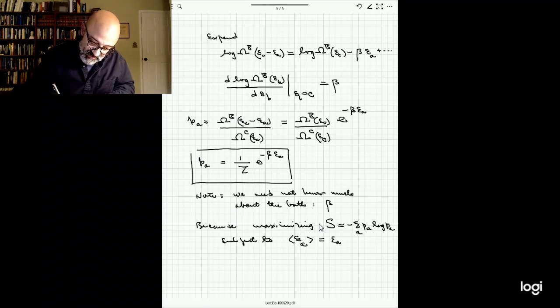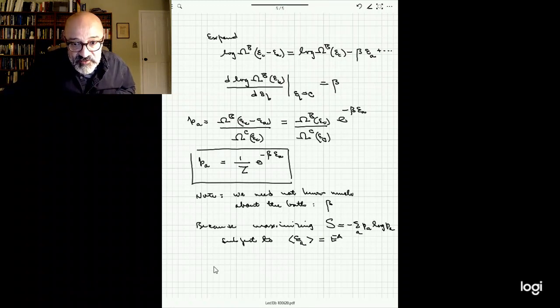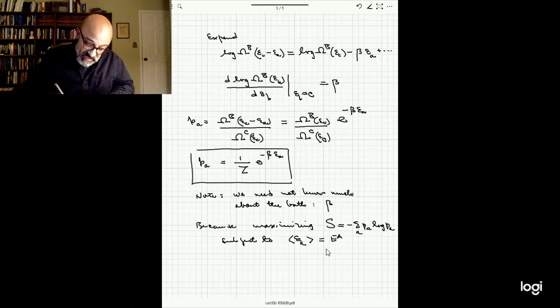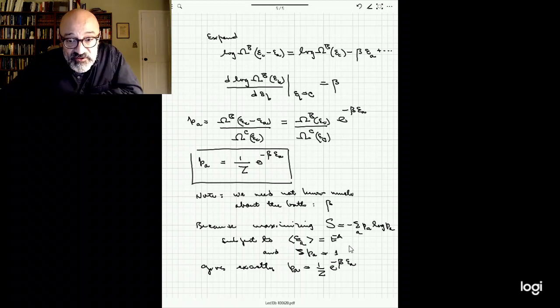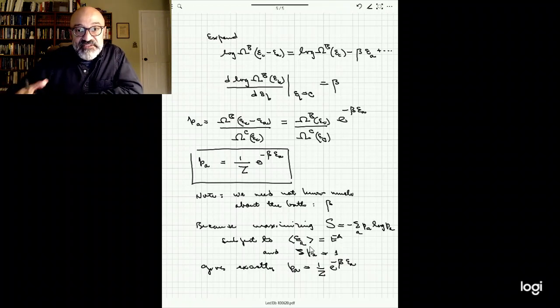Let's call it like that. The energy of A, yes, let's put it like this, E_A, right? Because maximizing this entropy subject to this constraint and, of course, normalization gives exactly the same distribution. Now we conclude that this is the constraint that is relevant to this particular situation.